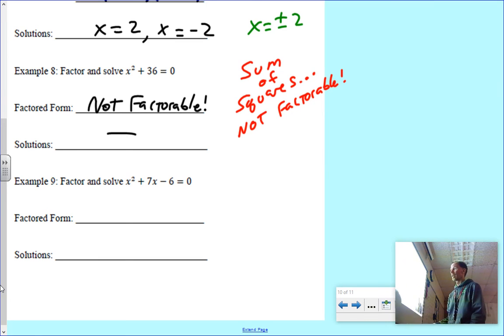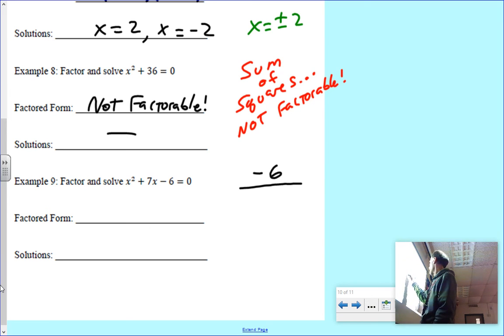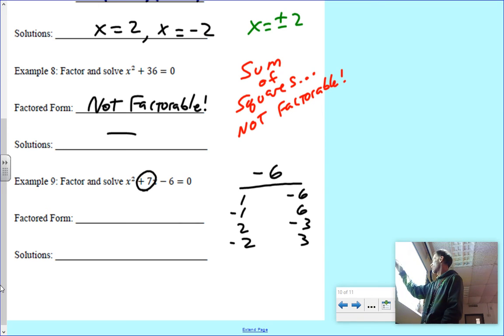Same thing on number 9, really. Number 9 is not really a special case, but I want to show you what happens. Notice there's nothing I can do here because if I'm trying to get to negative 6, I can multiply 1 and negative 6, or negative 1 and positive 6, or 2 and negative 3, or negative 2 and positive 3. None of those combinations will add to be positive 7, so this is also not factorable.